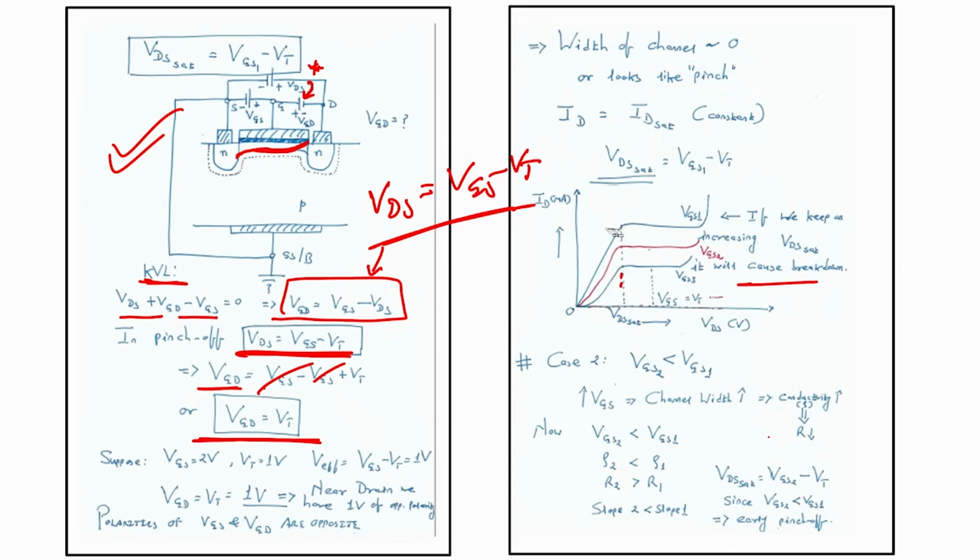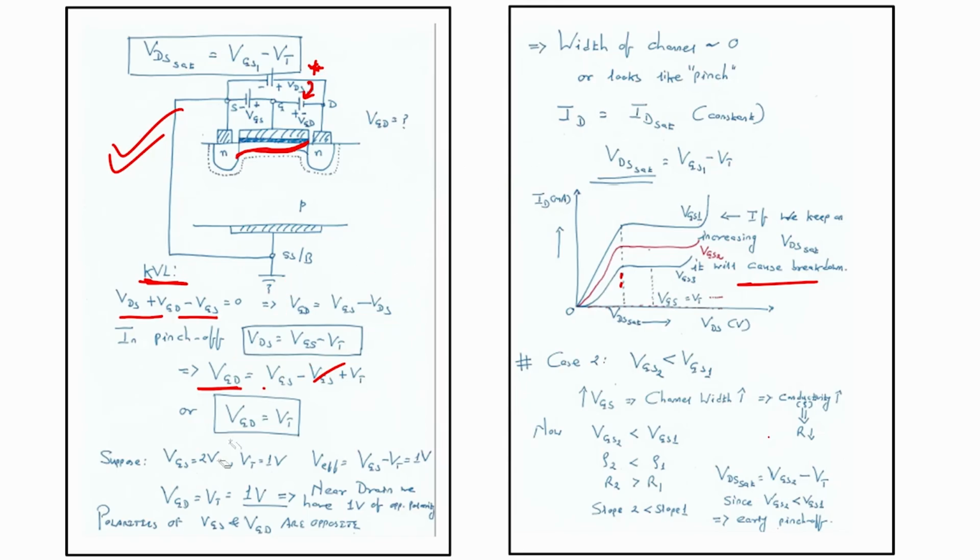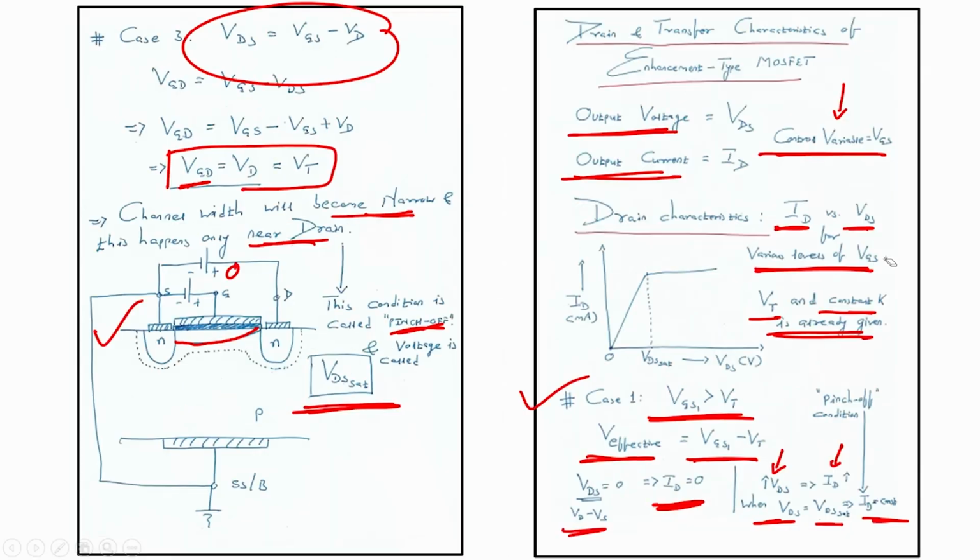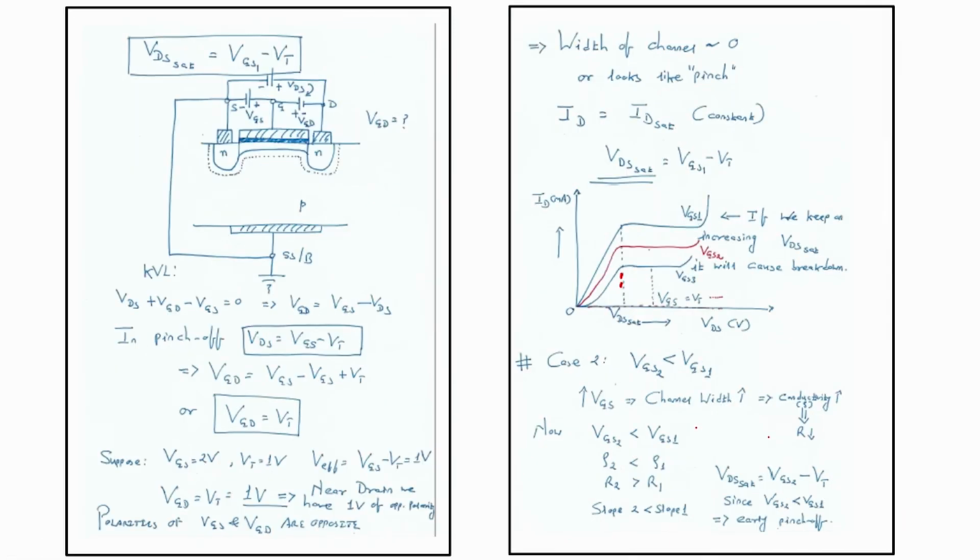So, now let us see another case. We have seen the first case, where we have considered that VGS is greater than VT. Let us consider the second case where VGS2 is less than VGS1. Okay. VGS2, which one is VGS2? The line shown in brown or red color is VGS2, and this line is your VGS1.